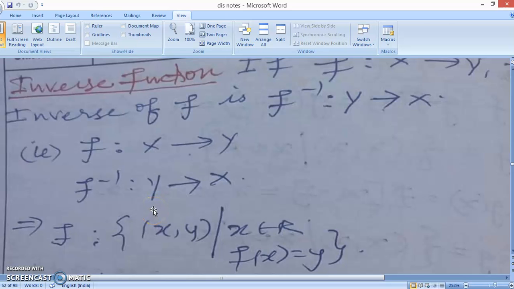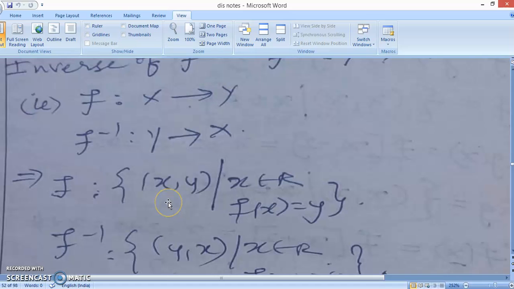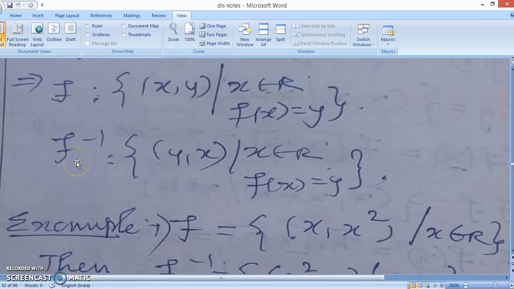In the pair form, we know well, am I correct? X comma Y inside the bracket is called a pair form. So if x belongs to R and f of x is equal to y, where y also belongs to R, then what is f inverse? So f inverse is nothing but y comma x, where x belongs to R, f of x is equal to y. Just by changing the places of the pairs, we get the f inverse.